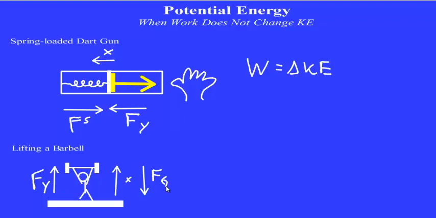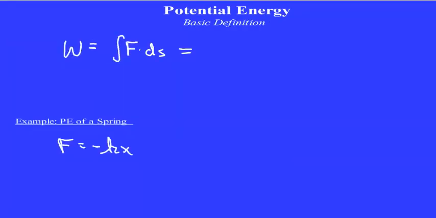I'm going to go to the next screen. We're going to take the formal integral definition of work, and we're going to define that work done as the change in potential energy, except we're going to put the negative sign there. We're going to say that the work done is the negative of the change in potential energy.